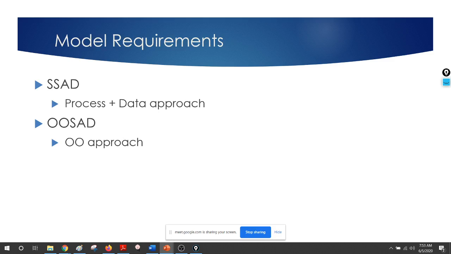Then also you want to model it. So once you get it, you analyze it, now you want to model it, right? Model it using a lot of diagrams.